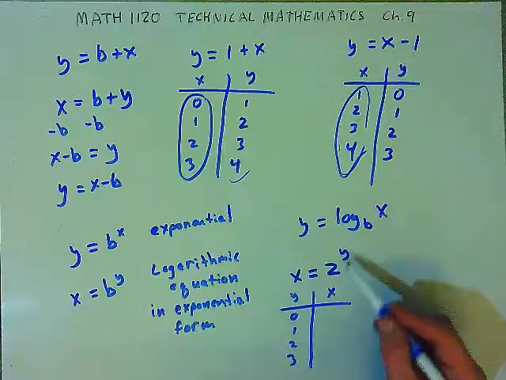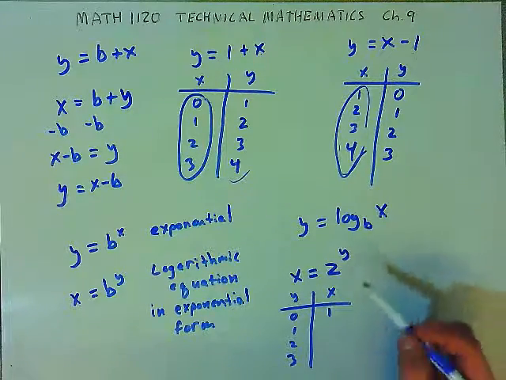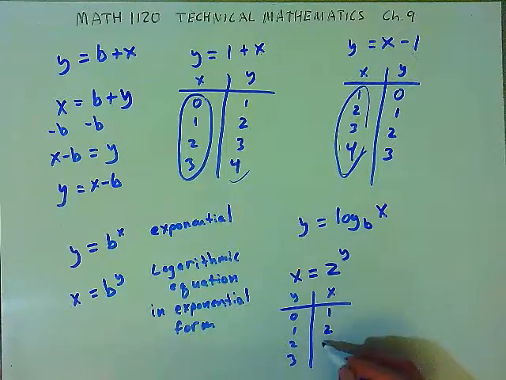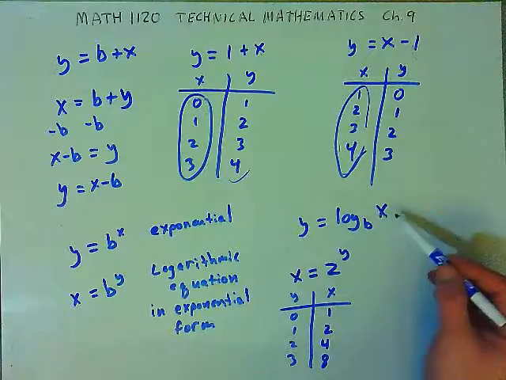So when y is 0, 2 to the 0 power is 1. 2 to the first power is 2. 2 to the second power is 4. And 2 to the third power is 8. So I'm able to solve for x when I know y. And let's see what happens in the logarithmic function.